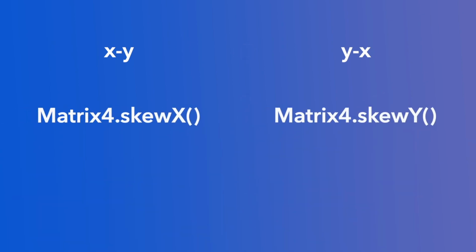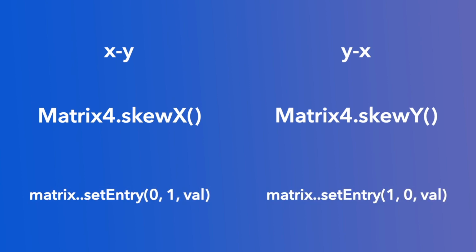The only way to do this is to change the values 0, 1 and 1, 0 for the xy and yx shear respectively in the matrix.